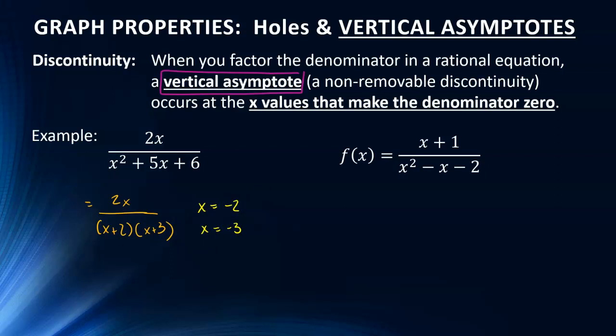And so we represent a vertical asymptote as an equation. We'd write these separately. So we would have the equation x equals negative 2 as a vertical asymptote, and x equals negative 3 as another vertical asymptote.